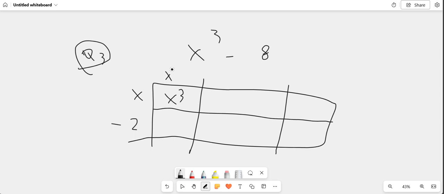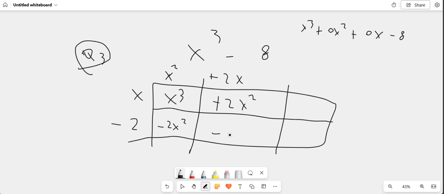How many x's go into x cubed? x squared. x squared times minus 2 is minus 2x squared. Here I can rewrite this as x cubed plus 0x squared plus 0x minus 8. It's the same, because 0 times x squared becomes 0, and 0 times x is 0. So how do you get from minus 2x squared to 0x squared? I'm going to have to add 2x squared, as minus 2x squared plus 2x squared gives me 0x squared. So how many x's go into 2x squared? That's 2x. Times 2x on the bottom, you get minus 4x.